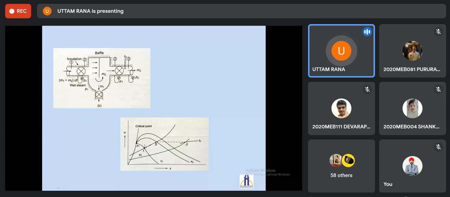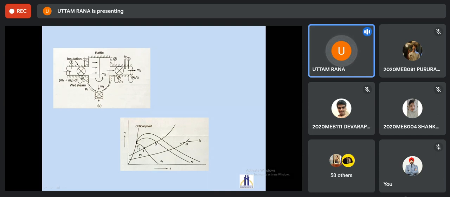So let us say my initial pressure is P1. Now, what is the state 2? As it goes to state 2, what is changing? Basically, some amount of moisture is collected. So what would happen? Its moisture content will reduce, but its pressure will remain constant. So the quality goes from X1 to X2.